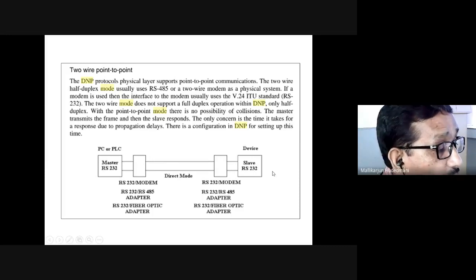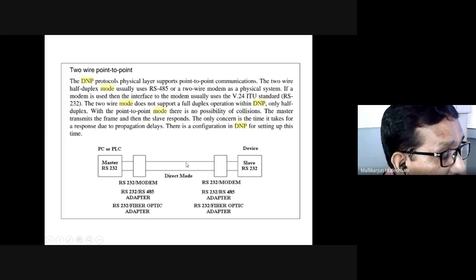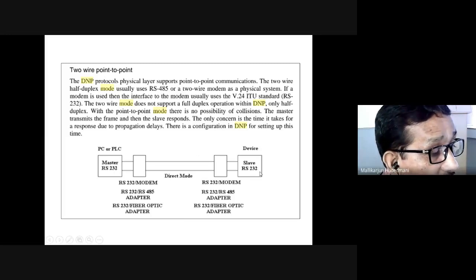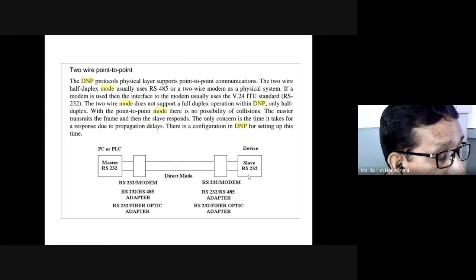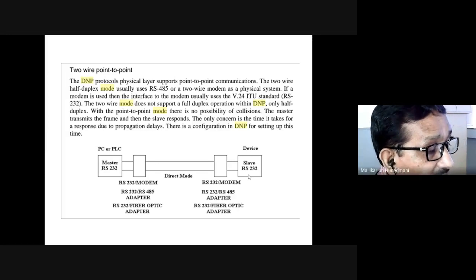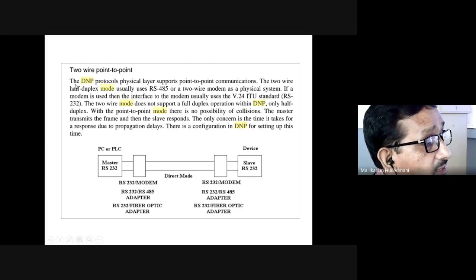This is called one-to-one direct connection. There is no splitting of wires or splitting of signal. It is end-to-end connectivity. This is by RS232 mode. You can imagine a multifunction unit number 1 connected directly to a master unit. There is no second device responding to this request. So this is the DNP protocol, distributed network protocol, in a physical layer supporting point-to-point communication.